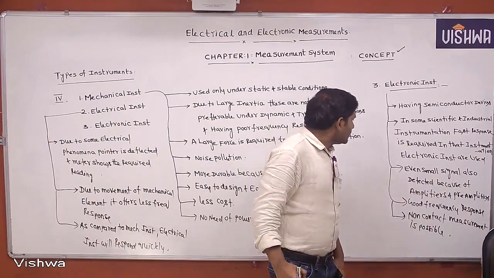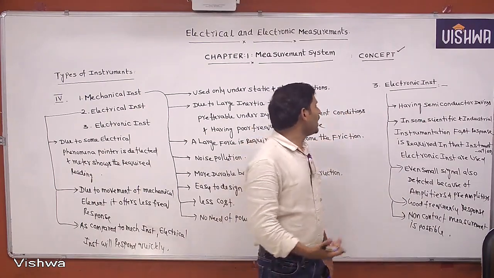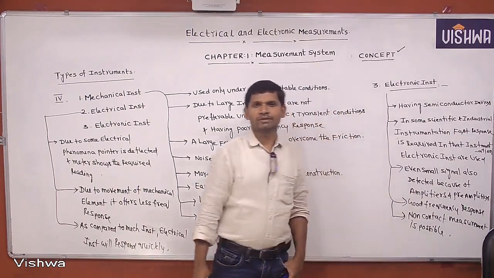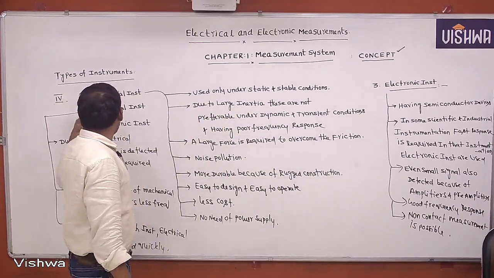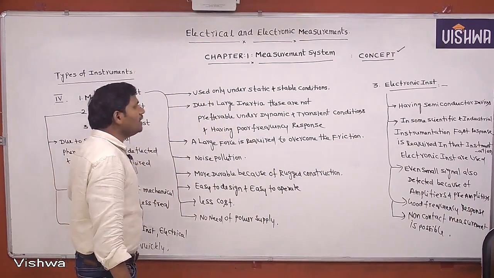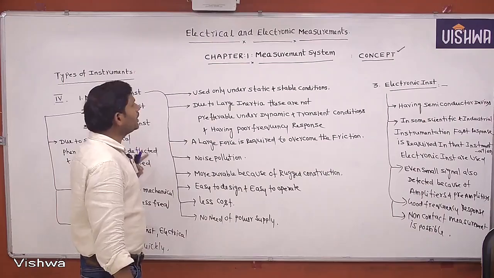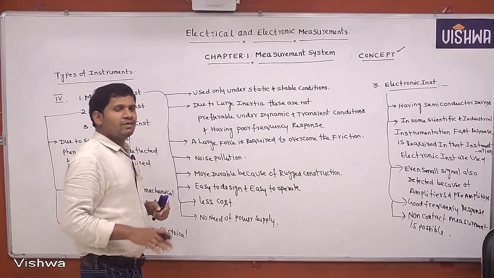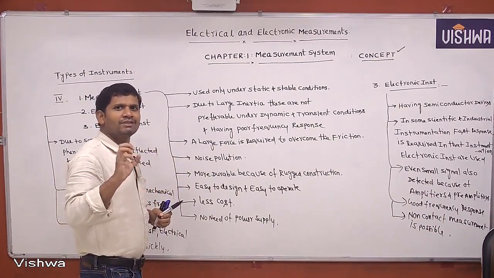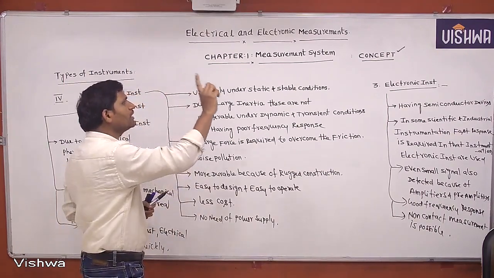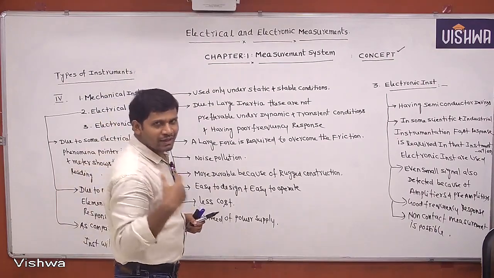Wherever the fast response is required, in those applications we are using the electronic instruments. Okay, these points you remember with respect to mechanical instruments, electrical instruments and electronic instruments. If you compare mechanical, electrical and electronic instruments, which is more preferable under transient and dynamic conditions? Under transient and dynamic condition, electronic instruments are more preferable, because these instruments are having good frequency response.